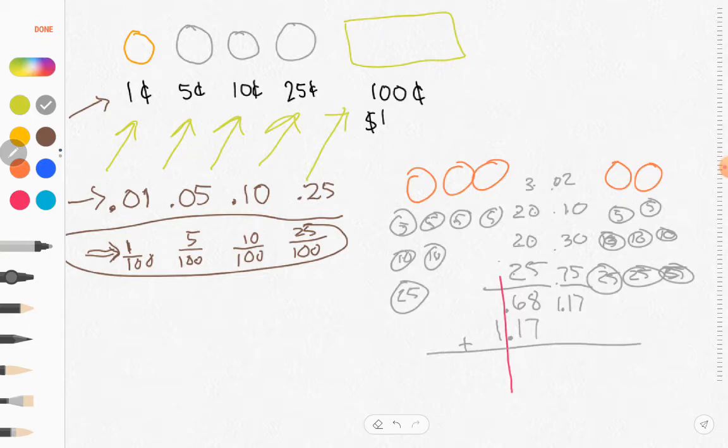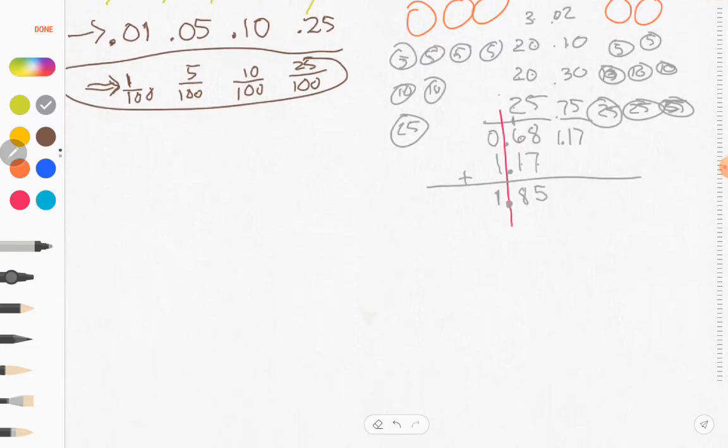Okay, so we're just going to add it up, and this is the algorithm method, so we're going to do 8 plus 7 which is 15. We'll drop that 5. We'll carry the 1. 1 plus 6 is 7. 7 plus 1 is 8. And there's nothing to carry, so we'll have $0.68 and $1.17 for a total of $1.85.